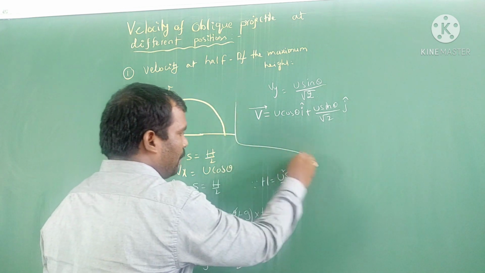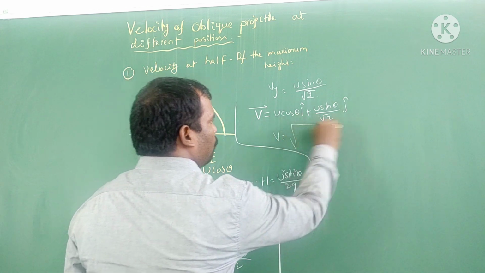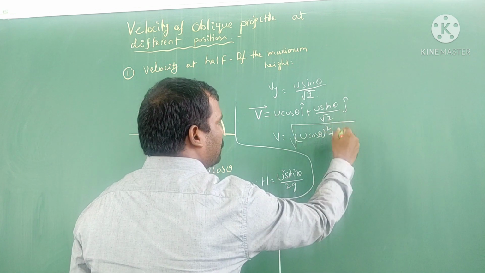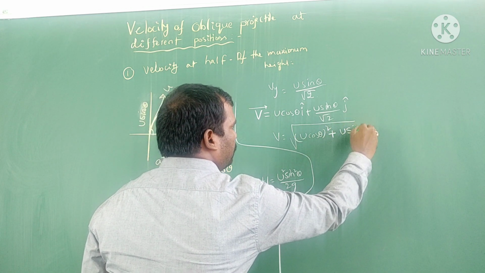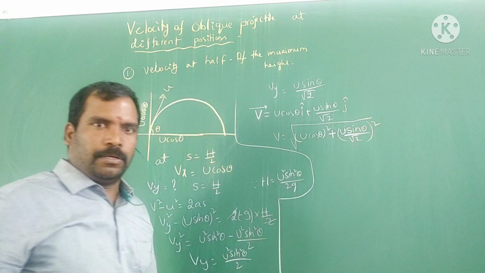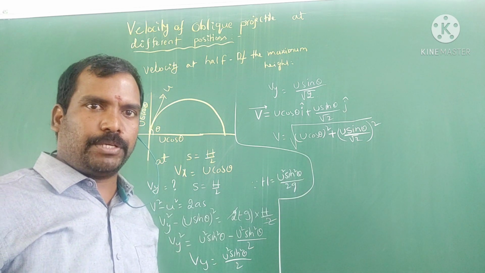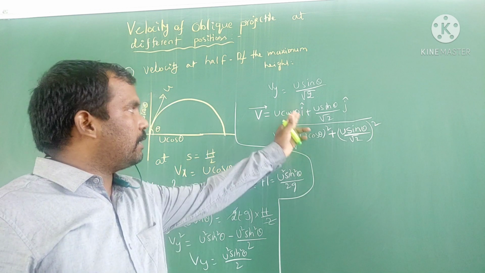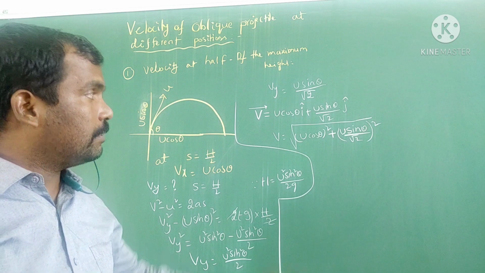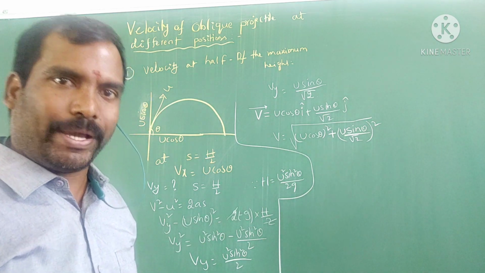Here, if you want to calculate the magnitude, v is equal to root over u cos theta the whole square plus u sin theta by root 2 the whole square. This is using the resultant vector formula: a square plus b square plus 2ab cos theta. Here the vectors i and j are mutually perpendicular, then theta is 90. Finally, u cos theta whole square plus u sin theta by root 2 the whole square.